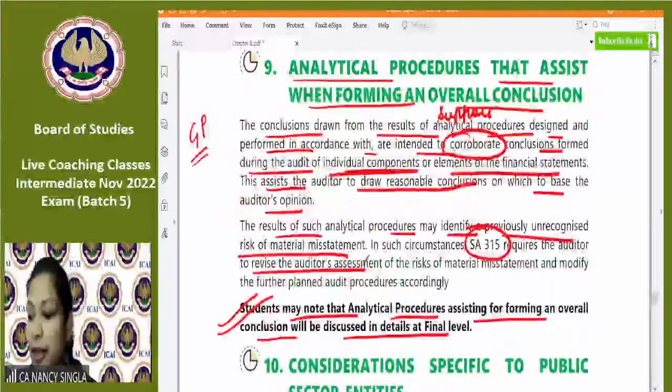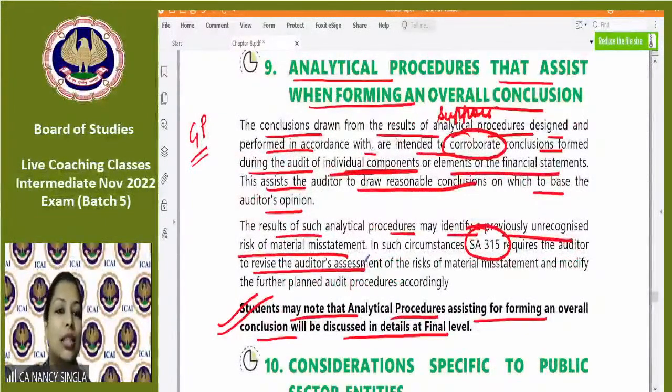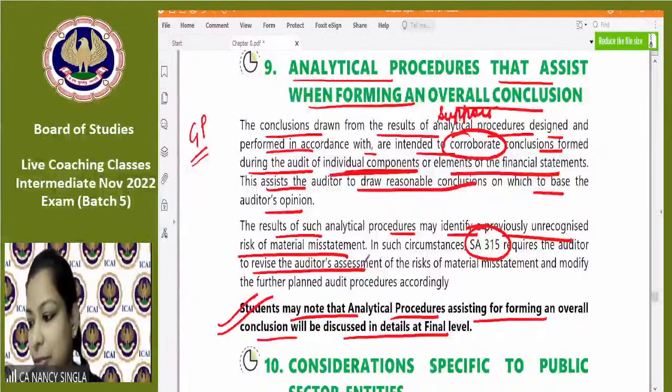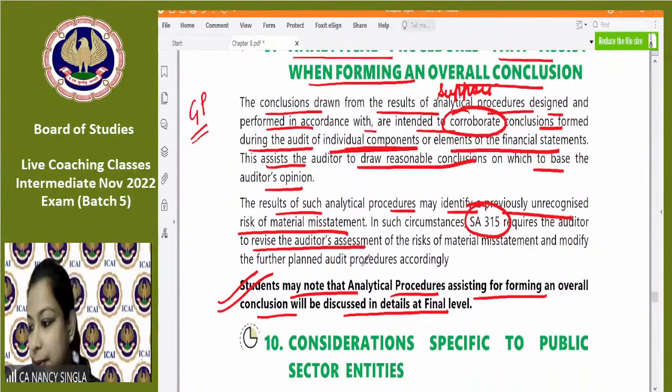So, basically, it's saying it corroborates the other conclusions, and then the auditor is able to draw a reasonable conclusion on the financial statement as a whole. And if as a result of analytical procedure, auditor assesses that there is some fluctuation, he may revise his assessment of risk of material misstatement. Clear? So Karthik is saying, ma'am, running at 1.25 पर मजा आ रहा है, एक बुक खत्म होने वाली है. Understood till now. चलो good.